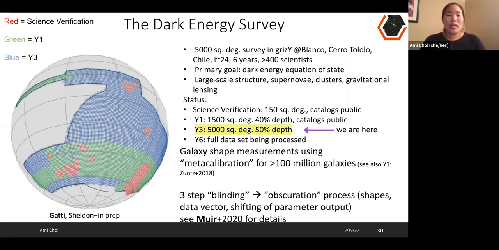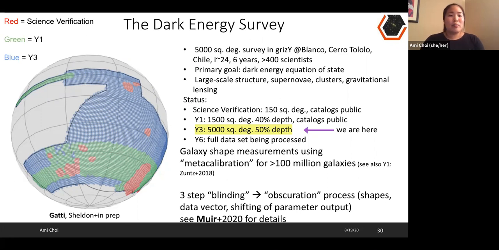We measure galaxy shapes with the Metacalibration technique, which is described in the Y1 shear catalog paper, Zuntz et al. 2018. Metacalibration is a shear measurement pipeline where the images of all the galaxies are distorted with a small known artificial shear, and then we calculate the response of the shear estimator. Here we use Gaussians fit to the 2D light profiles, and we have shapes now for greater than 100 million galaxies.